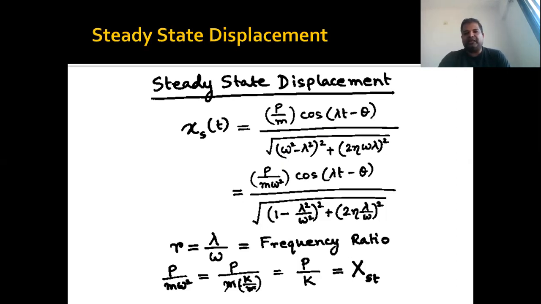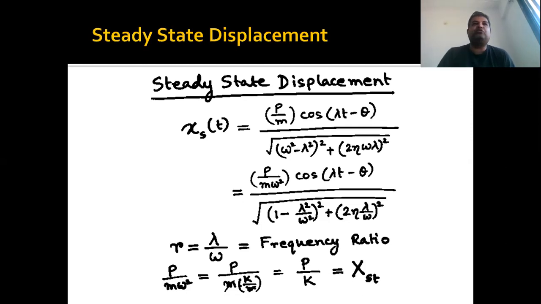Now what I am doing is dividing this equation, top and bottom, by omega square. Then this equation becomes p upon m omega square cos(lambda t minus theta), and under the root it becomes omega square divided by omega square, which is 1, minus lambda square upon omega square, whole square, plus (2 eta lambda upon omega) whole square. When I divide by omega square at the top and bottom, this particular formula will come.